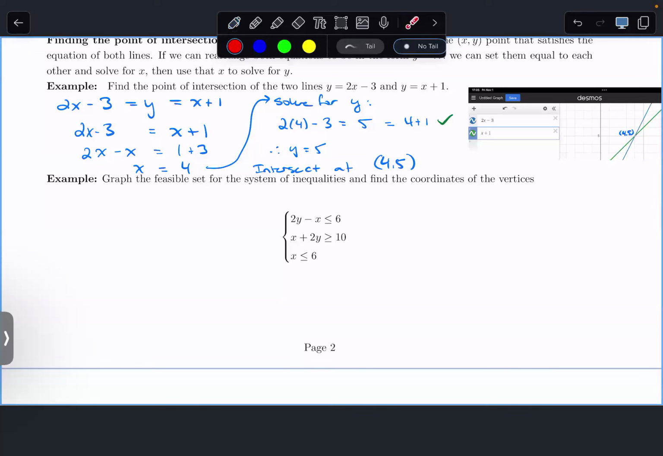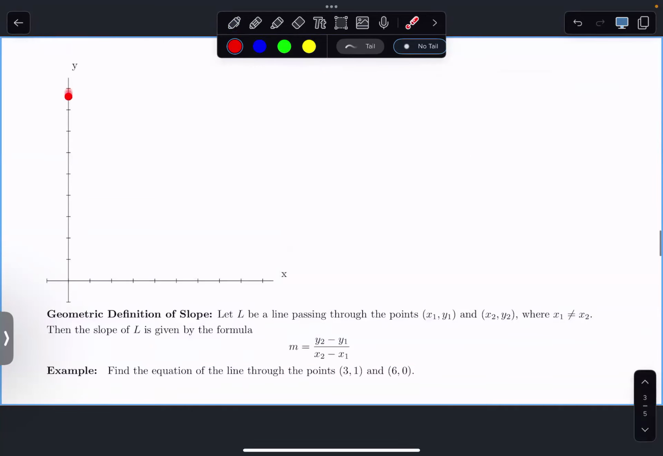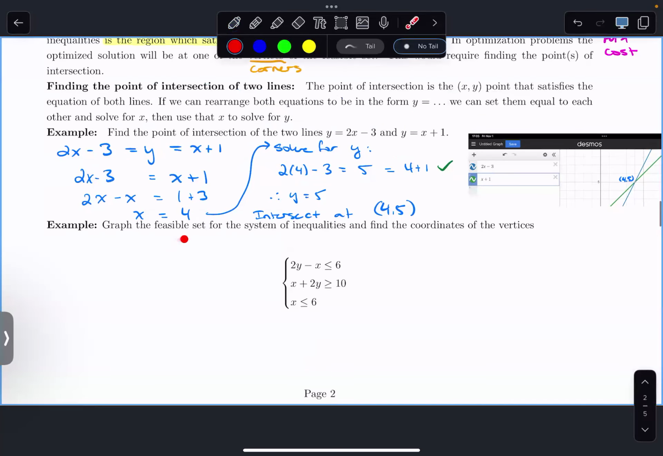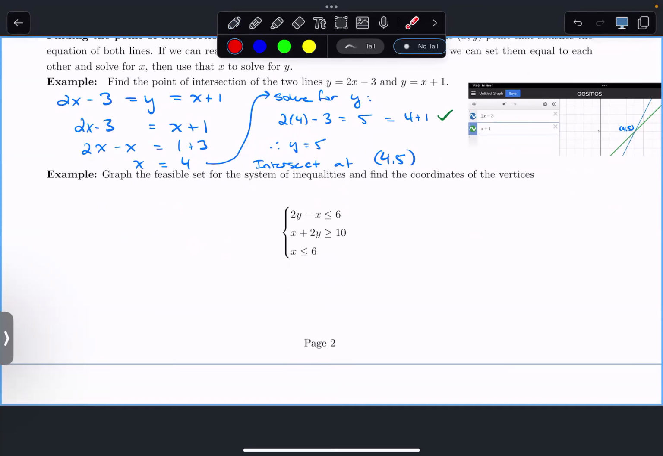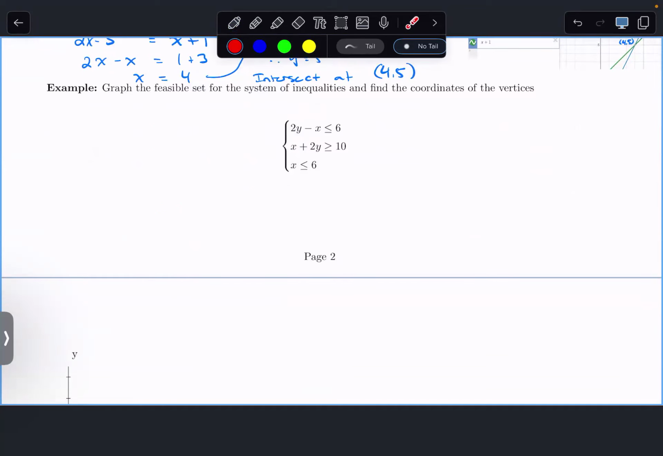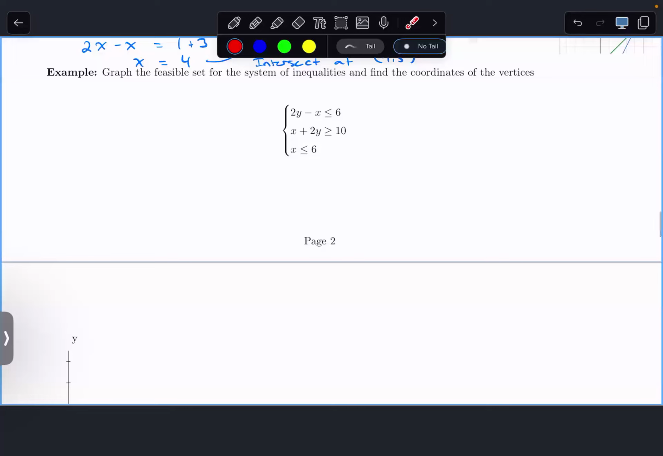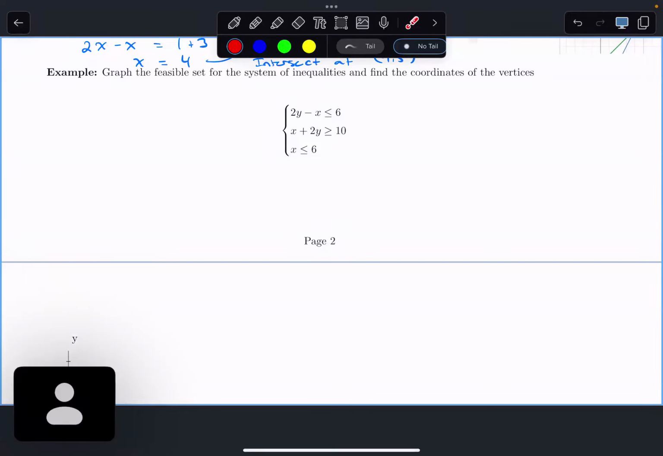Okay. So this one, because the graph is so large, you've got a blank graph on the next page. So we're going to graph the feasible set for the system of inequalities, and we're going to find the coordinates of the vertices. So the intersections, obviously. I think it might be nice to try it at least on your own. Give you a couple minutes to try it. I'll pause this here.